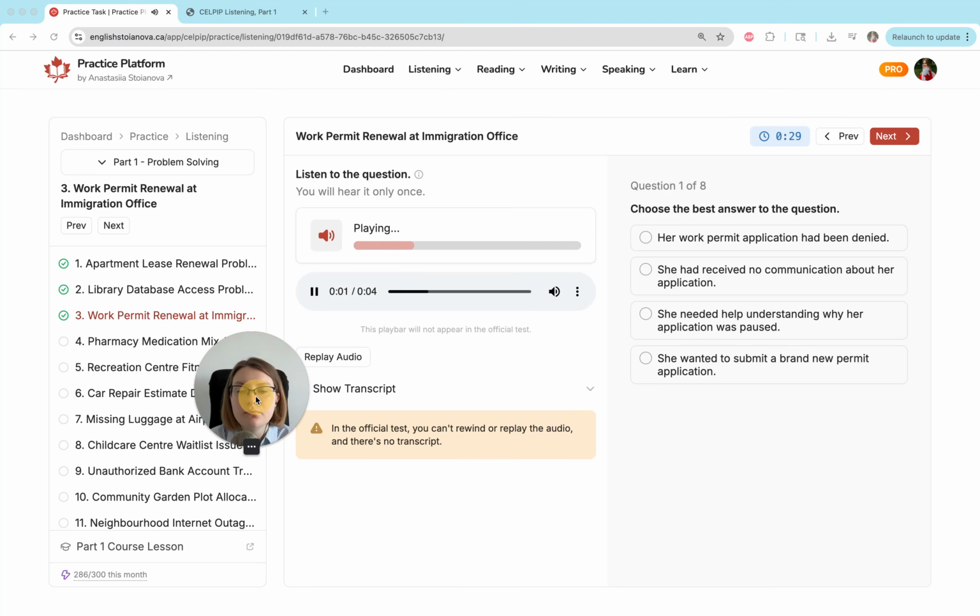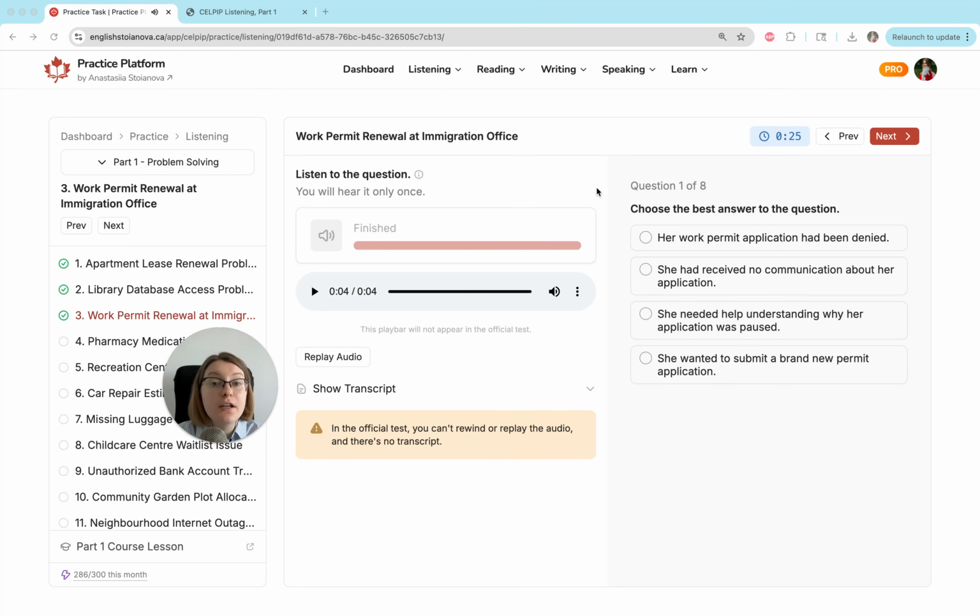Question 1. Why did Aisha visit the Immigration Service Center? Why did she visit? So the purpose, yes, the purpose. What was her problem? And we have some options here. Her work permit had been denied. She had received no communication.